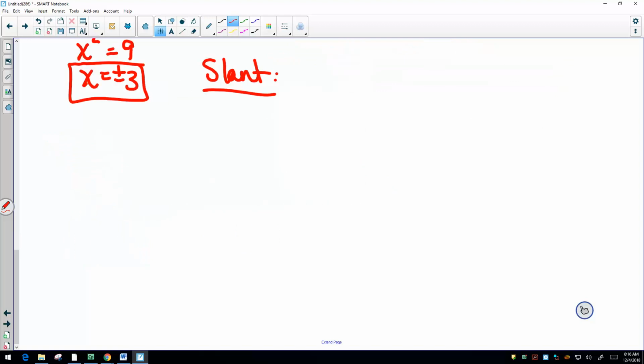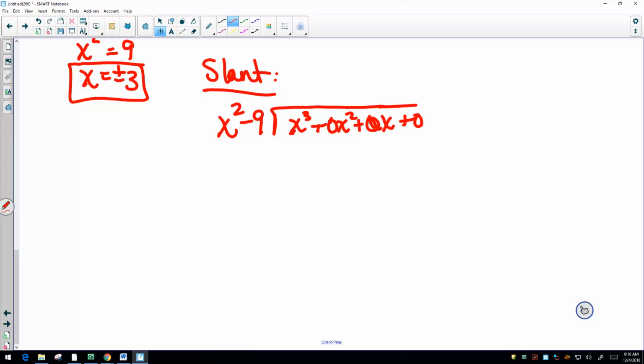So if we do some long division here, I have x squared minus 9, and I'm dividing it by x cubed. I said that backwards. X cubed divided by x squared minus 9. Now, we may need some placeholders here, so you could fill them in to begin with. So we have 0x squared plus 0x plus 0. Not a bad idea to fill them in just to kind of keep things in order.